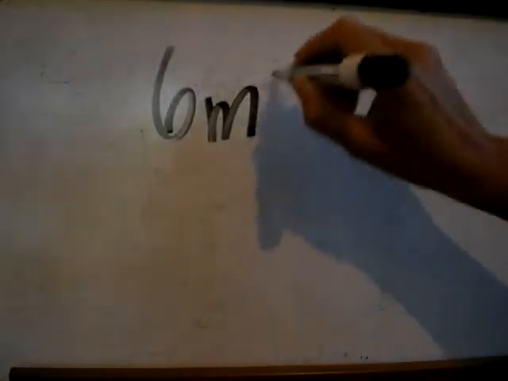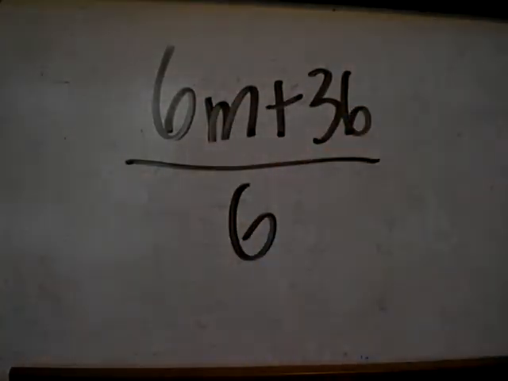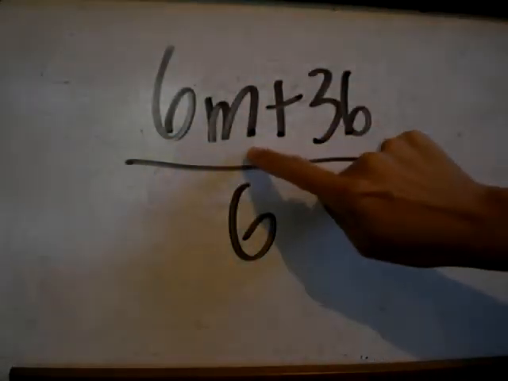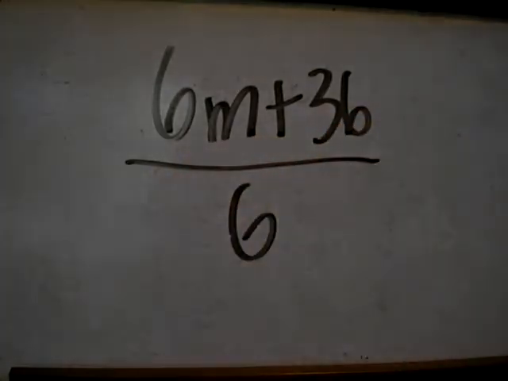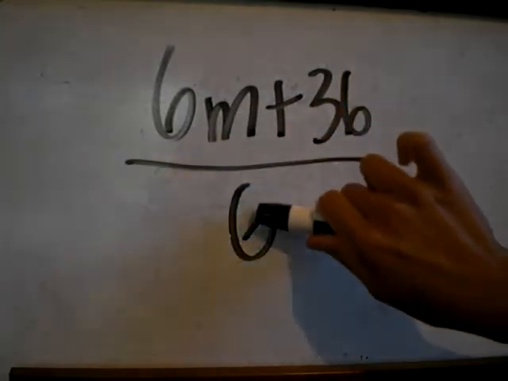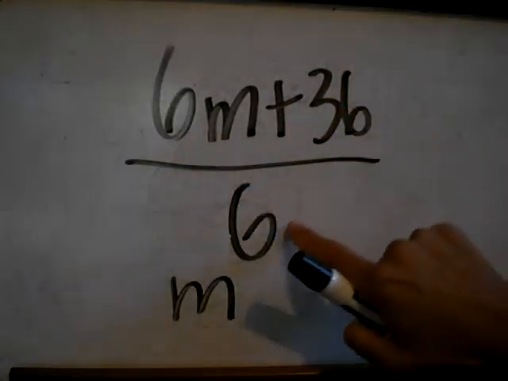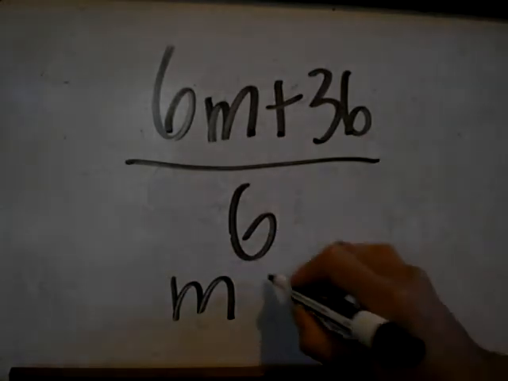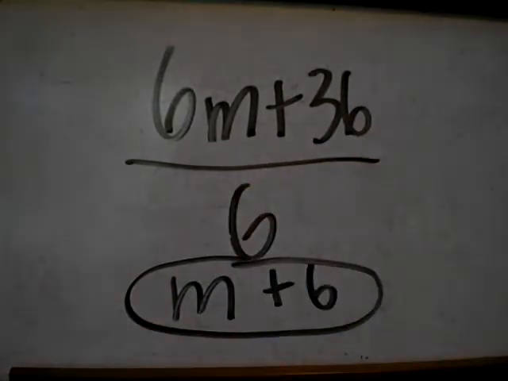Let's say I want to take 6m plus 36 and divide that by 6. Essentially what we're doing is taking each term. Here's one term, 6m, and then 36 is another term. We divide each term by 6. 6m divided by 6 is m, and 36 divided by 6 is positive 6. So our answer is m plus 6.